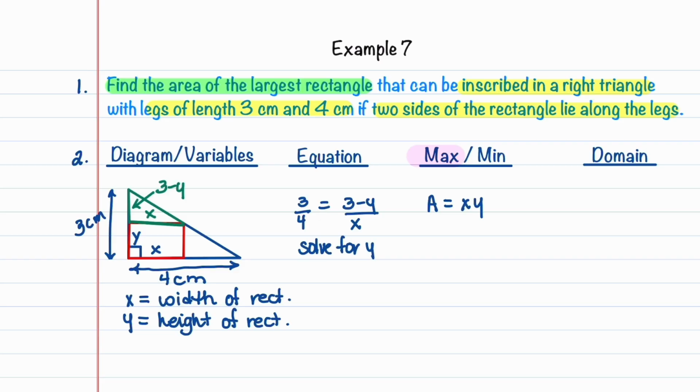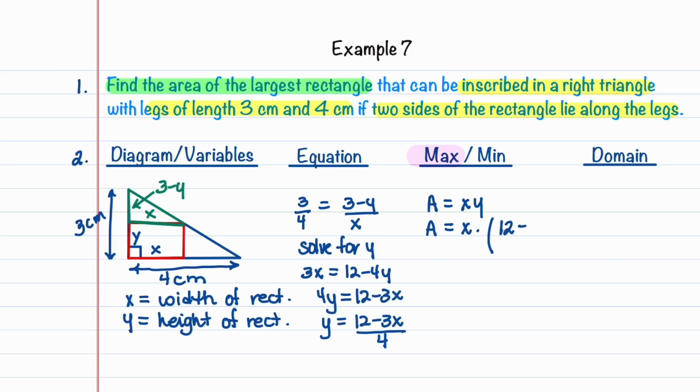Let's go ahead and cross multiply. This gives us 3x is equal to 12 minus 4y. So we can say that 4y is equal to 12 minus 3x, and y is equal to 12 minus 3x, all divided by 4. Let's now go ahead and substitute that in for our area. A is now x times 12 minus 3x, all divided by 4.